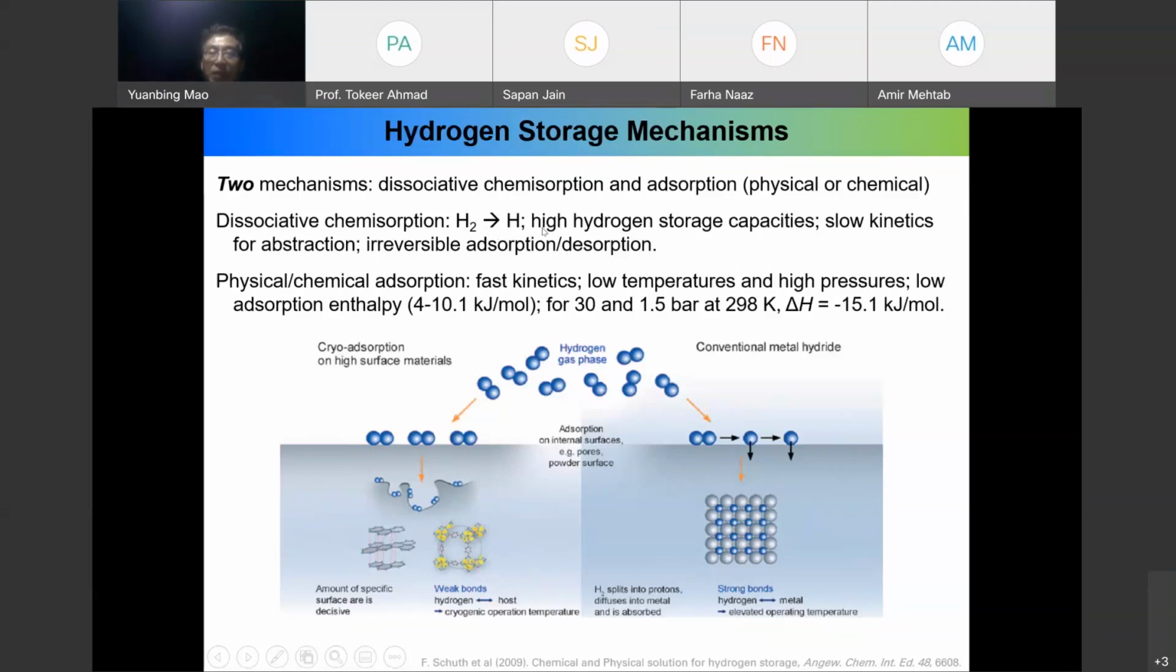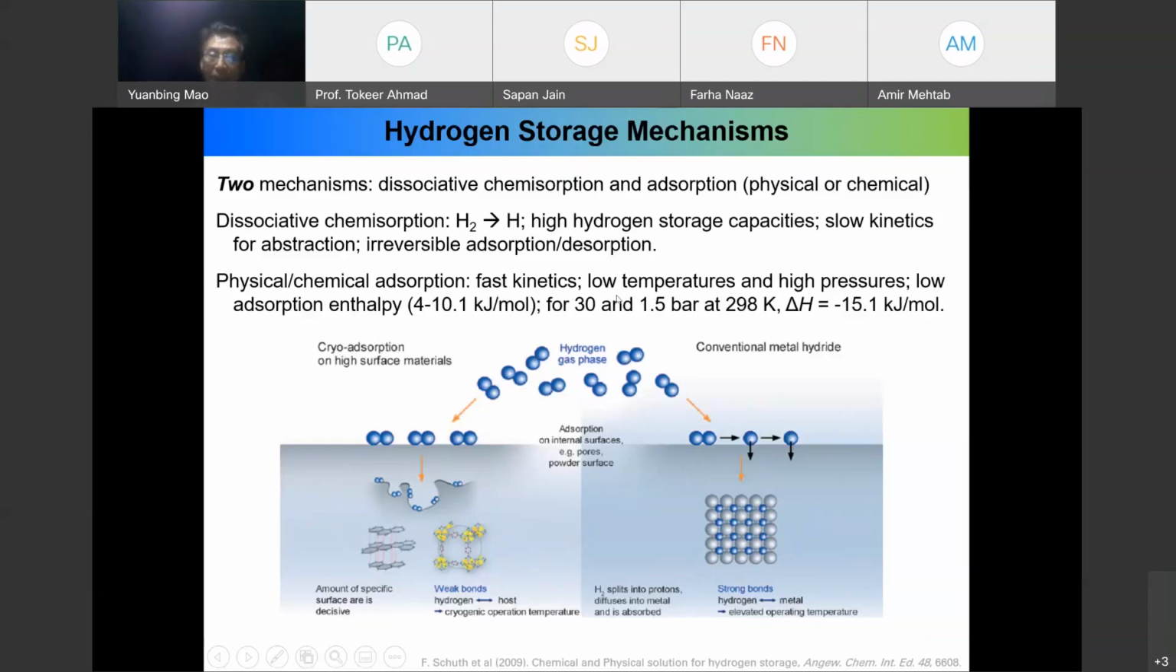So it has a high hydrogen storage capacity, but because of this dissociation, you can imagine, in general it has slow kinetics for absorption, and it could be irreversible adsorption or desorption. Okay, so that's one thing we need to consider. And then the physical and the chemical adsorption, because it's only the regular adsorption, it's fast in terms of the kinetics.